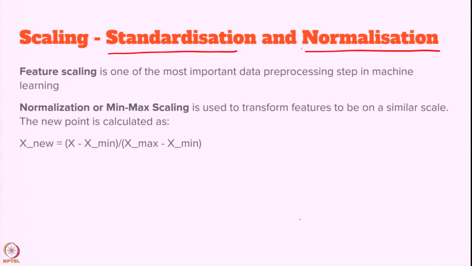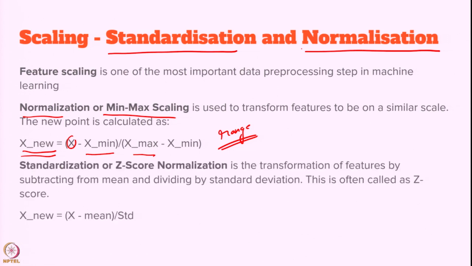What is normalization or min-max scaling? Normalization is also called min-max scaling. So we just take the value and we know the minimum and the maximum values. Based on that, we will generate a new value. So it will create the data within a range. This is min-max scaling. Now what is standardization scoring? It uses mean and standard deviation to calculate the new value. This is the formula for that. So we can use normalization or standardization based on the requirement of the data.